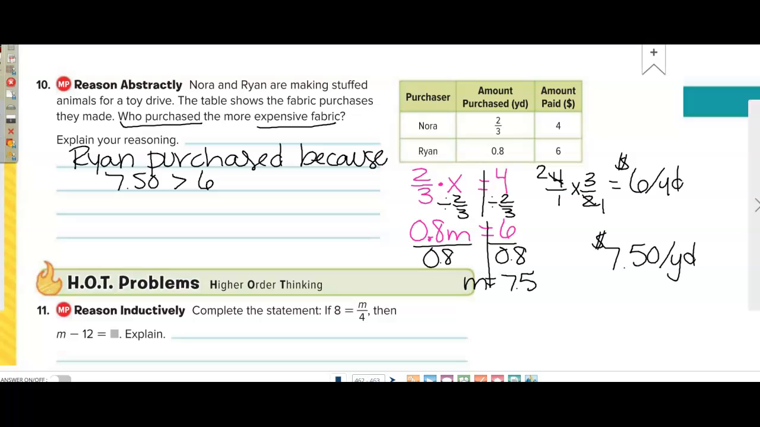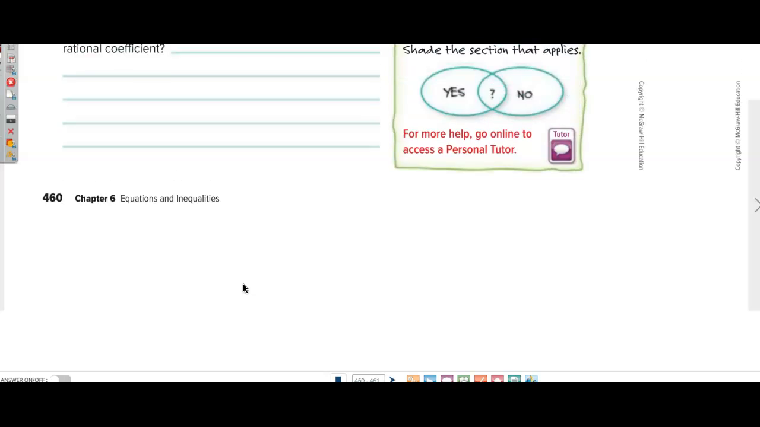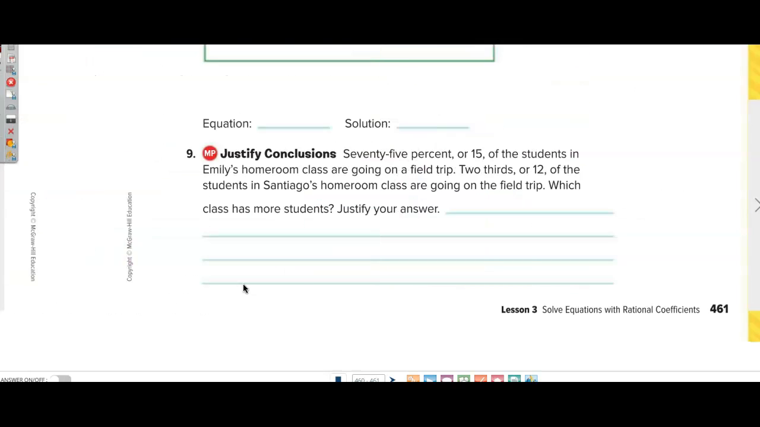All right, go ahead and turn back a page. We're going to work on number 9. Number 9, 75% or 15 of the students in Emily's homeroom class are going on a field trip. 2/3 or 12 of the students in Santiago's homeroom are going on a field trip. Which class had more students? Justify your answer. So we know that 75% is 15 students in Emily's class, and we know that 2/3 or 12 students is in Santiago's homeroom.